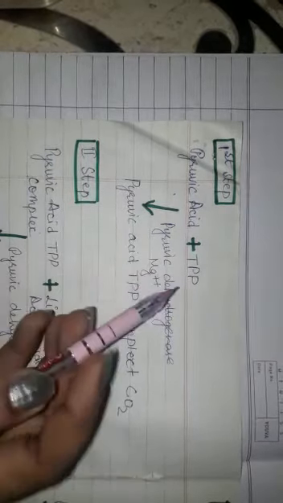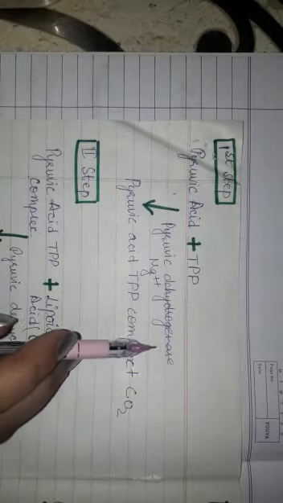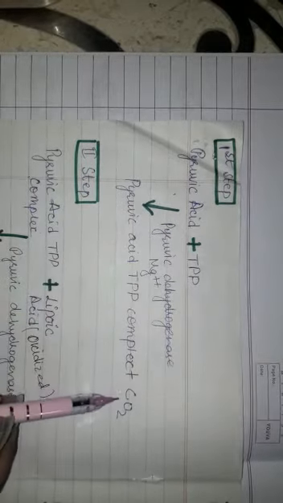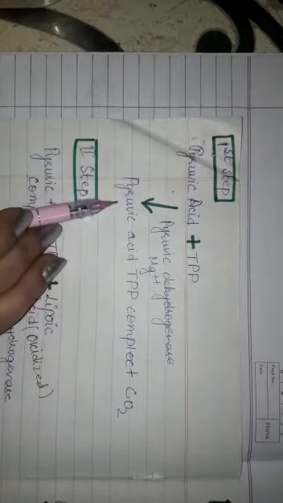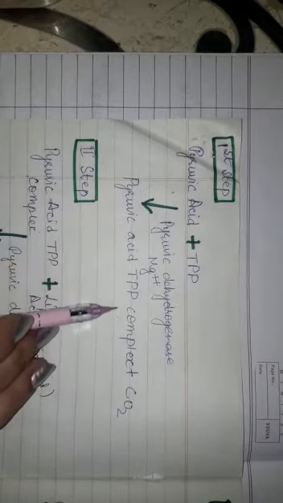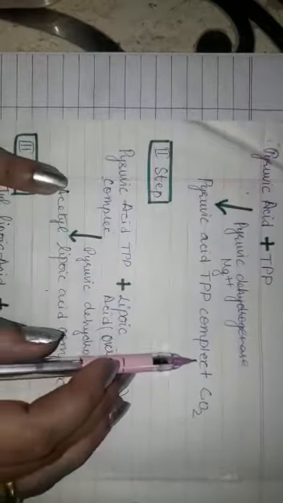Pyruvic acid combines with thiamine pyrophosphate and magnesium ions in the presence of enzyme pyruvic dehydrogenase, and it forms pyruvic acid TPP complex. That is, these two joined, and what is released? Carbon dioxide. In the second step, this pyruvic acid TPP complex will combine with our third cofactor, which one?